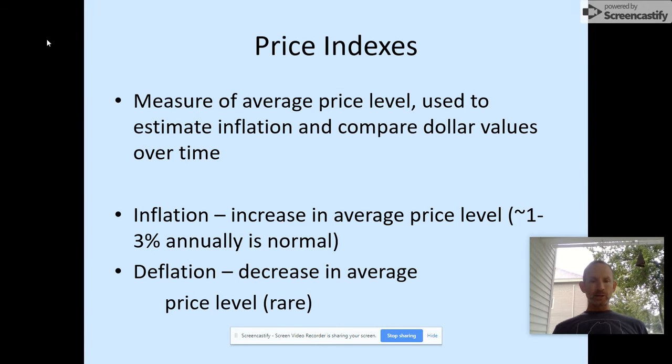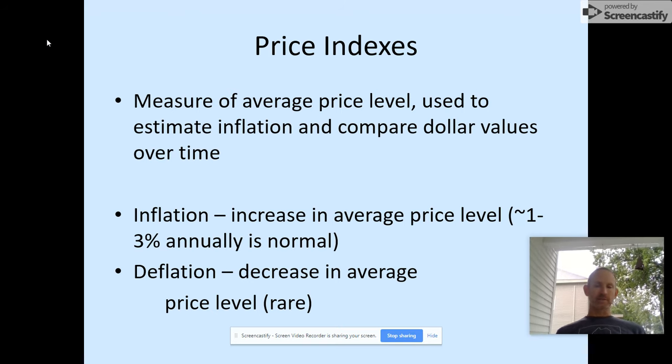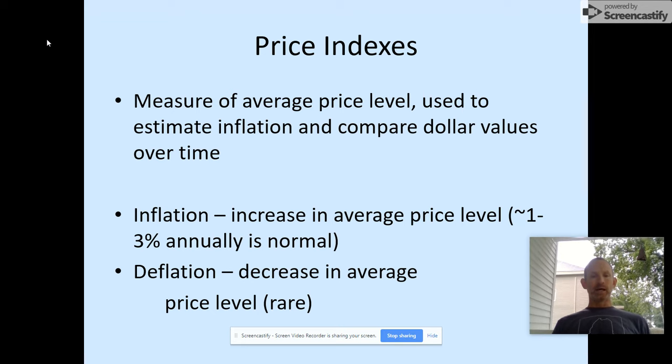So inflation, you probably already know this, just refers to an average increase in price level. On average, we all know the prices more often than not tend to go up a little bit. About 1 to 3% per year is pretty normal. That's what inflation is. It doesn't mean every price goes up at the same rate. It's just kind of an average.